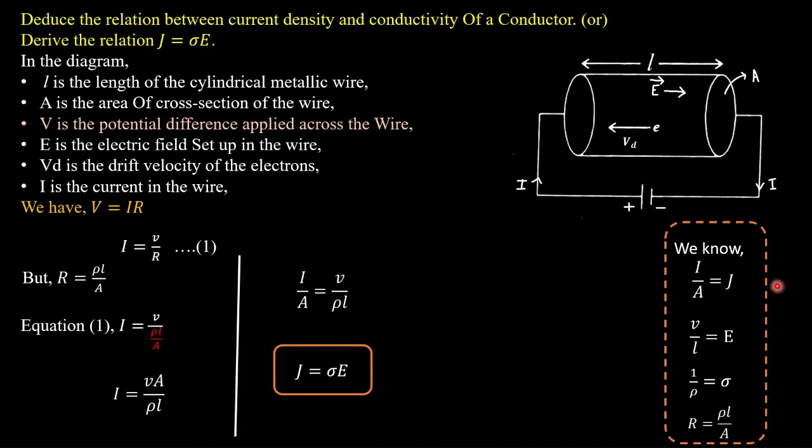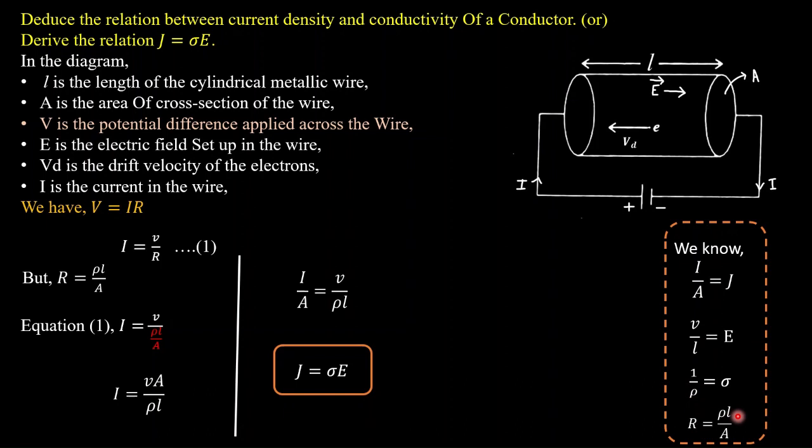Here we have our key formulas for this. We need to remember these key formulas to derive this expression. The key formulas are J is equal to I by A. J is current density, that is current by area, or current per unit area. E is the electric field intensity, that is V by L, and sigma is equal to 1 by rho, where rho is the resistivity.